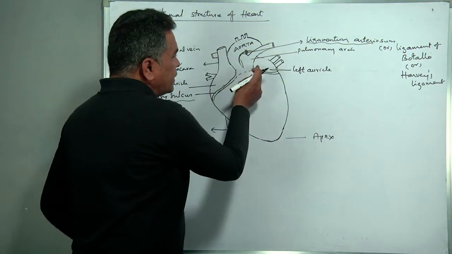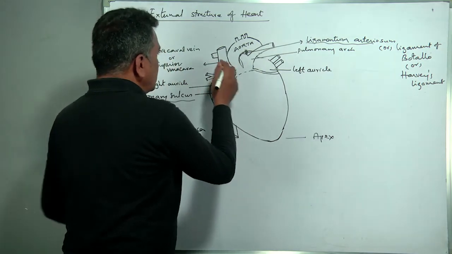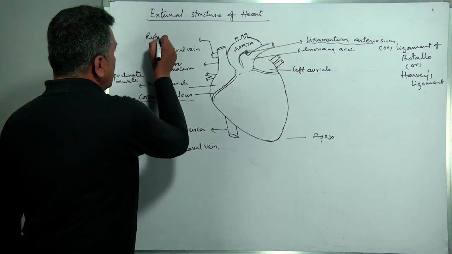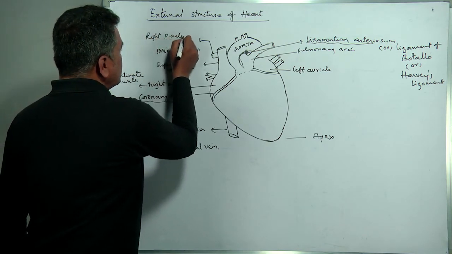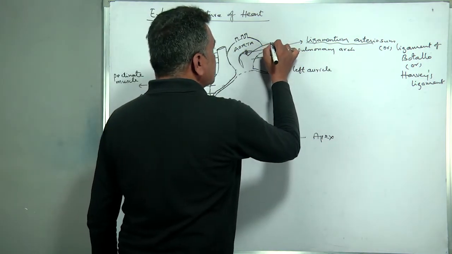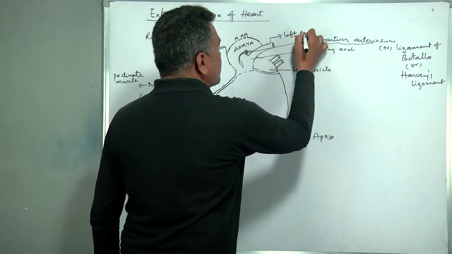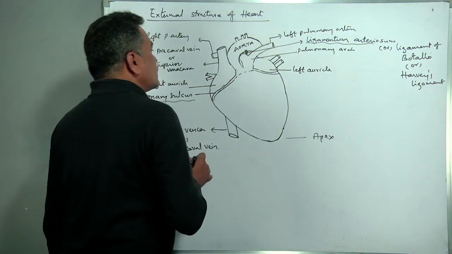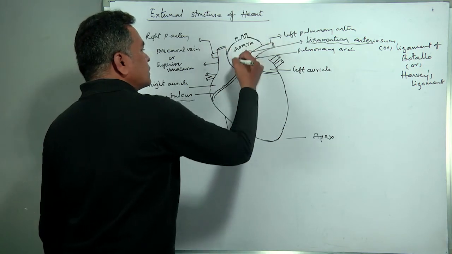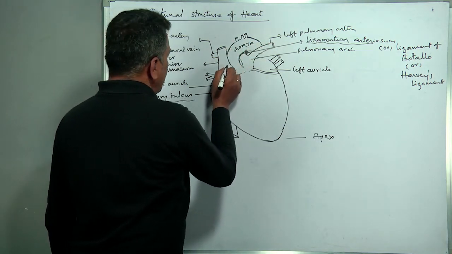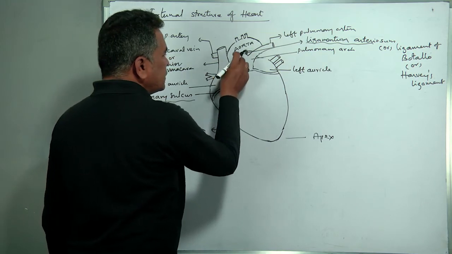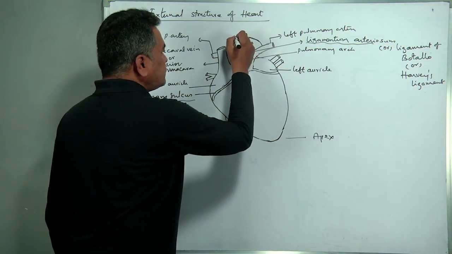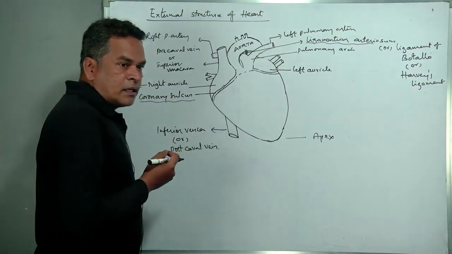Now you see here this pulmonary trunk divides into the right pulmonary artery and the left pulmonary artery. And here you find the aortic arch. This part is the ascending aorta, and here the aorta gives rise to what we say is the left systemic arch.